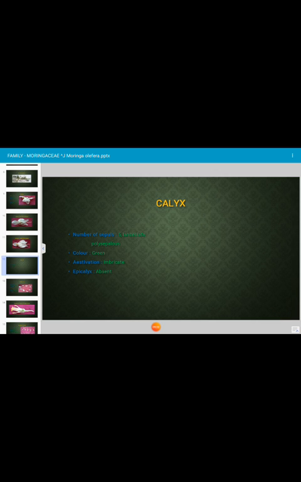The shape of the sepal is lanceolate, lance shaped. Okay, the sepals are free. Therefore in taxonomy it is described as polysepalous condition. Okay, sepals are green in color. Aestivation is imbricate. Imbricate aestivation. Okay, and epicalyx is absent.